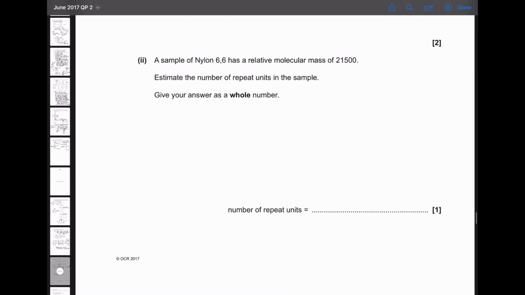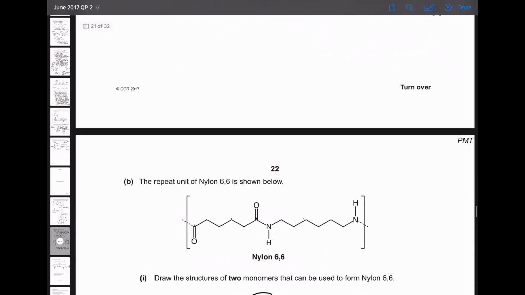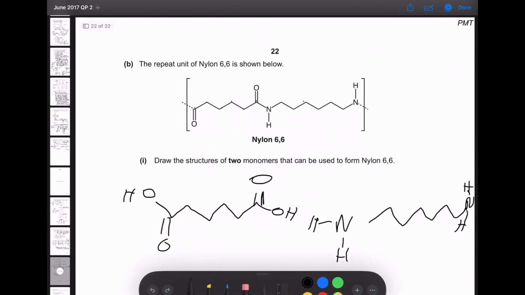So we want to find the molecular mass of our repeat unit. It's going to be big. So 1, 2, 3, 4, 5, 6, 7, 8, 9, 10, 11, 12, 13. I didn't mean to put that extra one in there, so there's 12. Just check that because I've probably just confused some people. 1, 2, 3, 4, 5, 6, 7, 8, 9, 10, 11, 12. Okay, so it's C12.